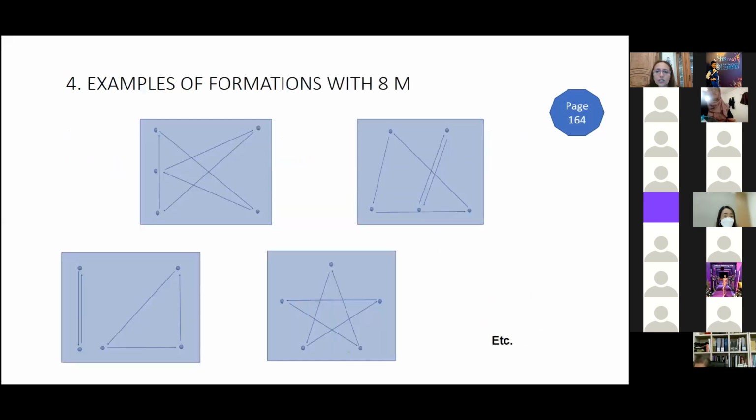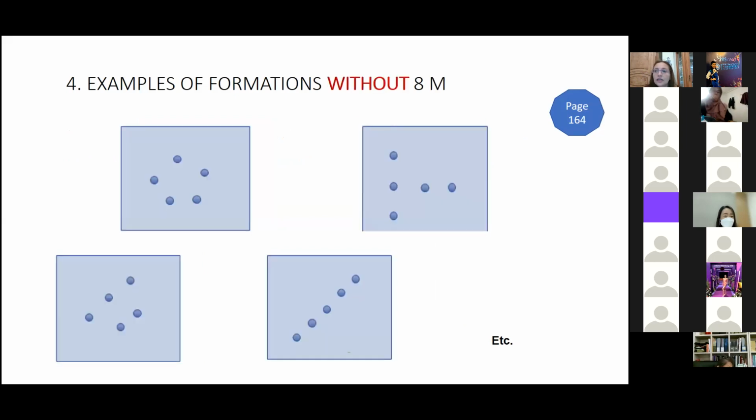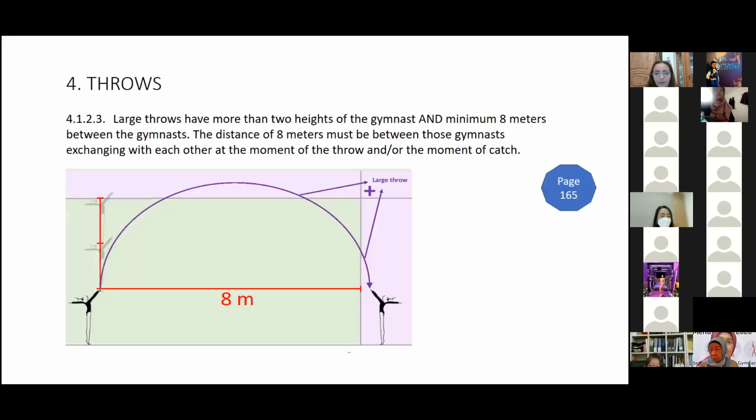These are examples of formations with 8 meters. They are of course not limited to this, but these are examples that we thought of that can give an idea how the 8 meters can be achieved. These are examples where the 8 meters are not there. It's without 8 meters, small formations. So immediately if you see these formations, you understand that this is without 8 meters. So we need to see high throws, not long throws. Okay, what is it that we see as large throws? A large throw is when it is combined together, high and long. So you have 2 heights of the gymnast and 8 meters between the gymnasts. And this is called large throws.